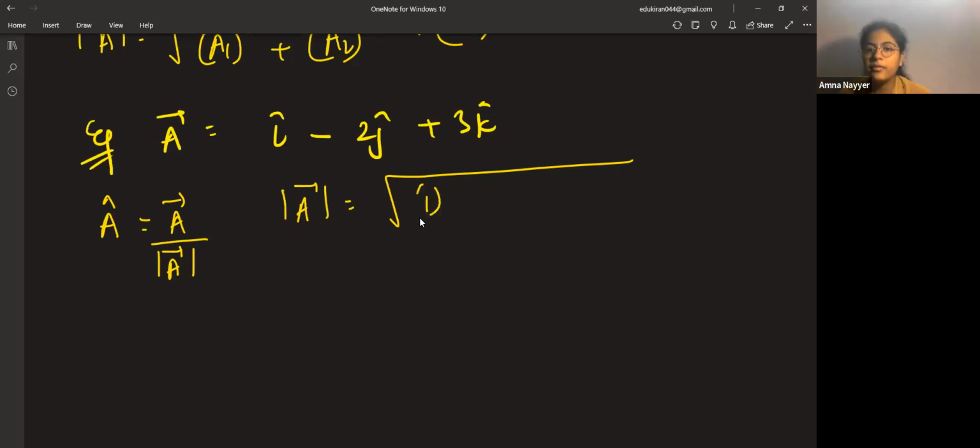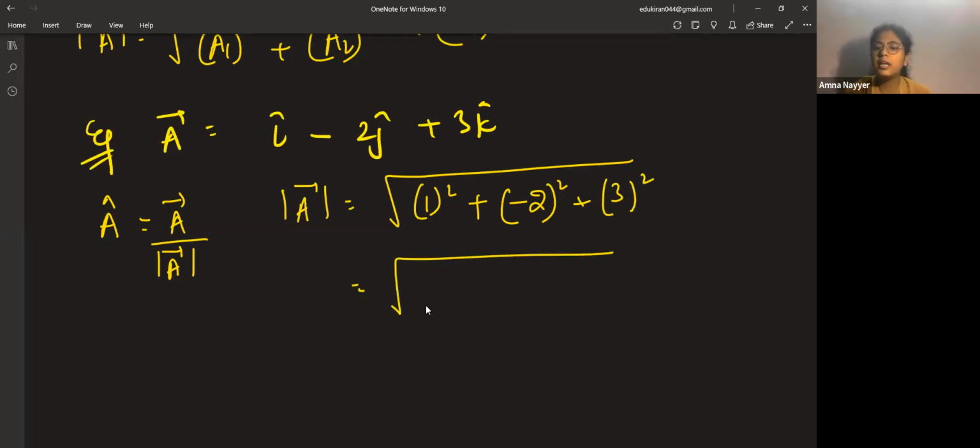So 1 square plus coefficient of J cap. Humam? Minus 2. Yes, correct. Minus 2 whole square, plus, and for K it's very obvious that this is 3, so 3 whole square. This way we have to solve it. So 1 square will become 1, minus 2 into minus 2 will become 4, 3 into 3 becomes 9. So this becomes under root 14.